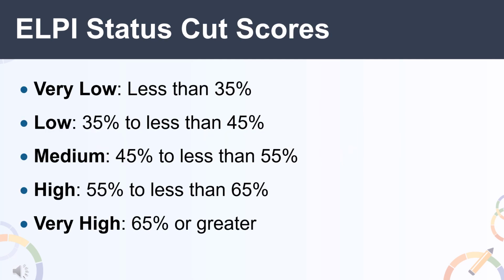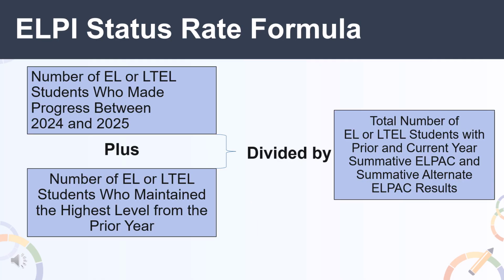The cut scores for the status levels are as follows: very low, less than 35%; low, 35% to less than 45%; medium, 45% to less than 55%; high, 55% to less than 65%; very high, 65% or greater. The LP status rate formula is as follows: number of EL or LTEL students who made progress between 2024 and 2025, plus number of EL or LTEL students who maintained the highest level from the prior year, divided by total number of EL or LTEL students with prior and current year summative LPAC or summative alternate LPAC results, equals LP status.